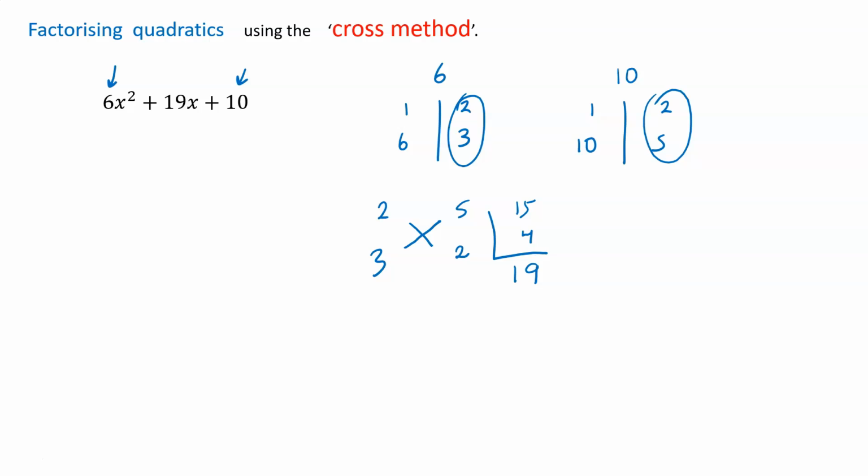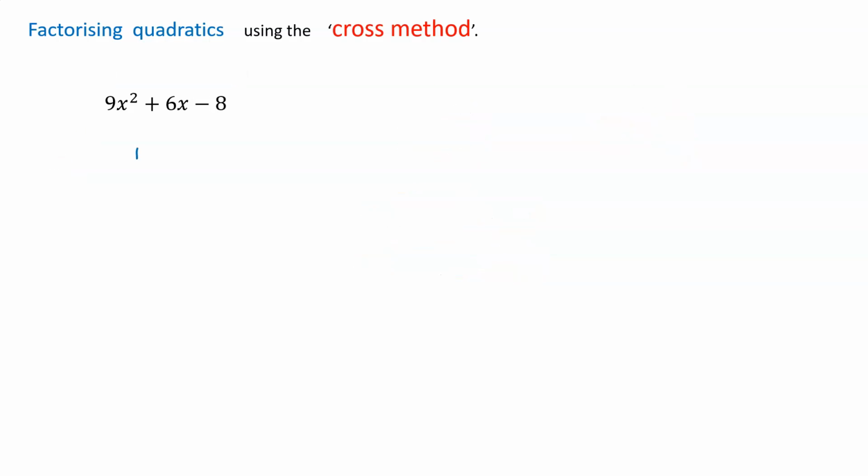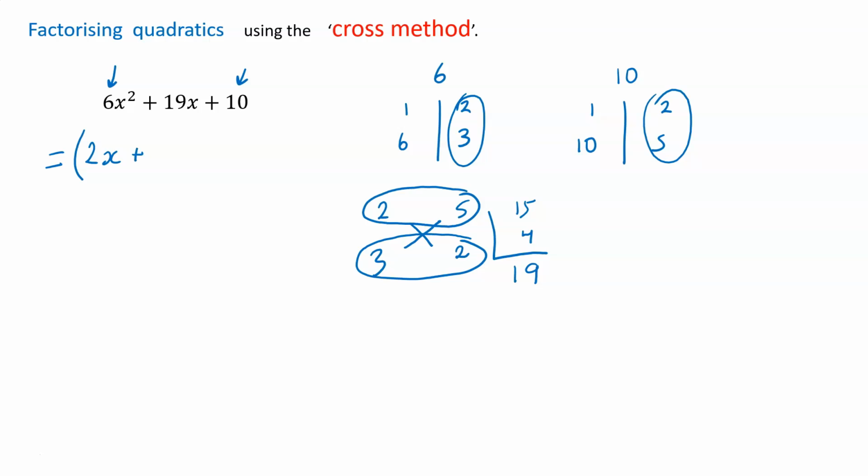So now, how do we factorize it? Well, to factorize it, now we go like this. The first factor is 2x plus 5. And the next one, if we go across, it is 3x plus 2. Now if you're wondering, hey, how does this work?